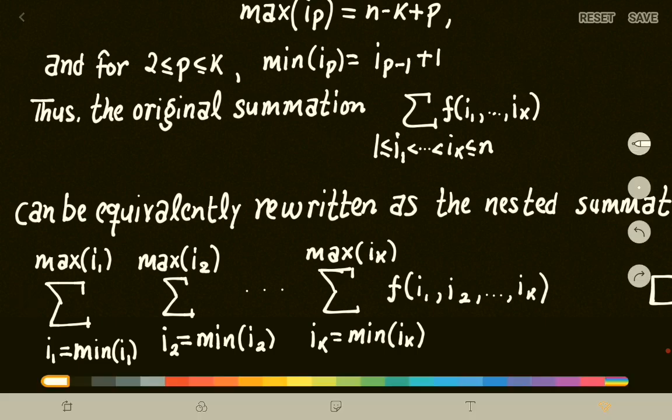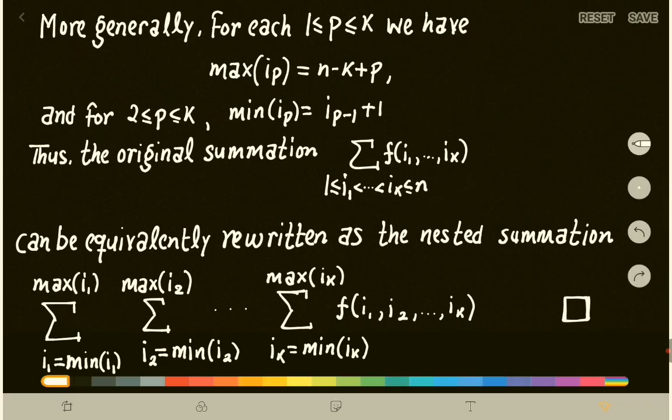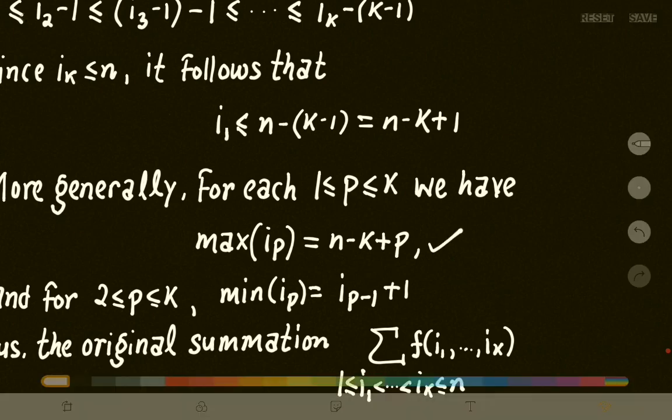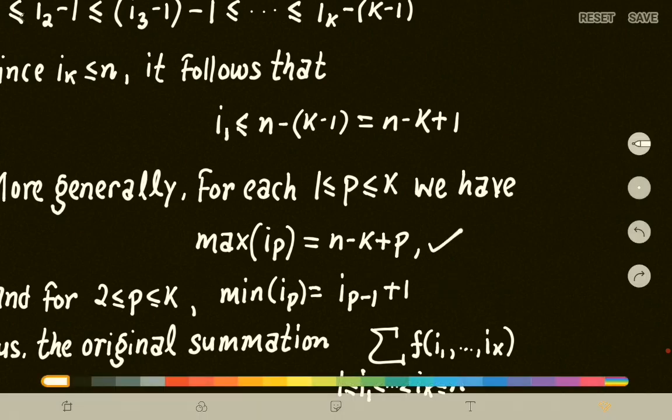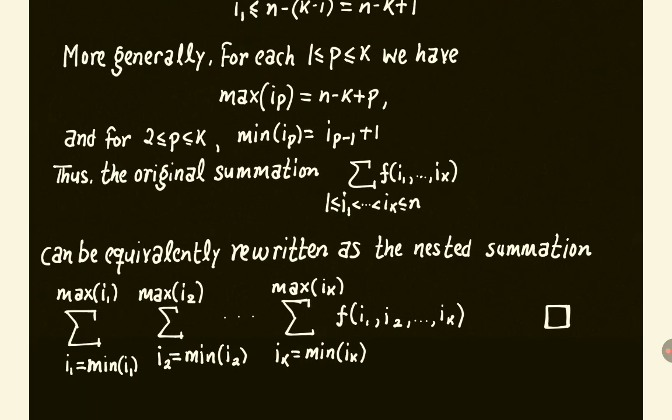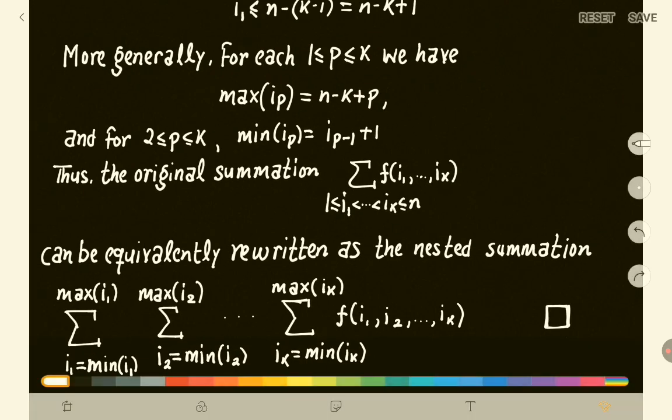Okay, and what is the maximum value of I1, I2, all the way up to Ik? What is the maximum value? I told you here's the maximum value and here's the minimum value. You just have to put these values in this nested summation, and it will yield the desired result.